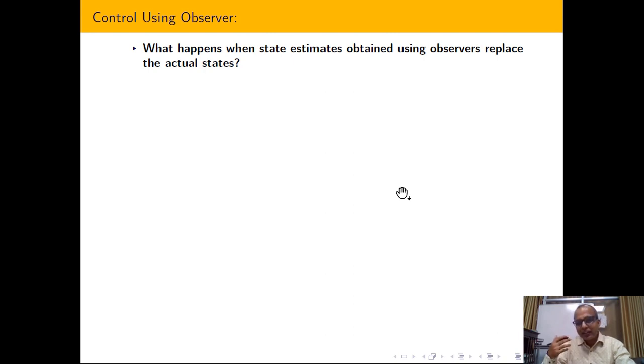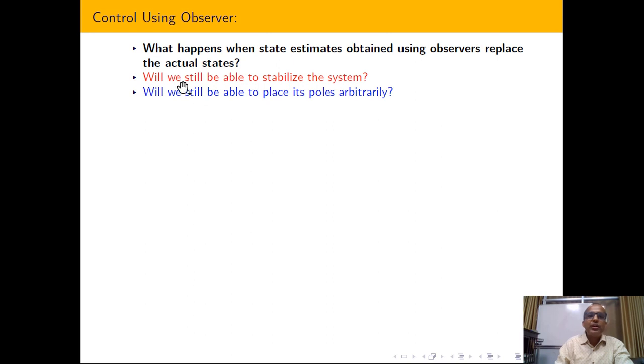I have to guarantee that after adding the observer to the original system, and designing some kind of control action, my whole system is controllable as well as observable. Then only can I talk about the observer based controller. So let us see: will we still be able to stabilize the system? Will we still be able to place the poles arbitrarily? The answer to this question is yes.